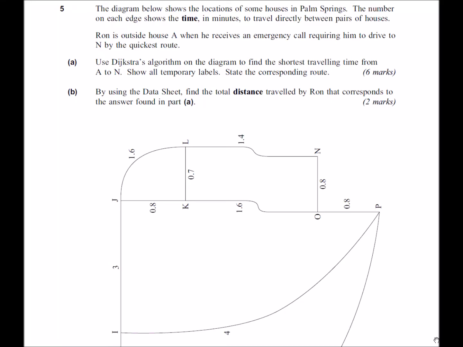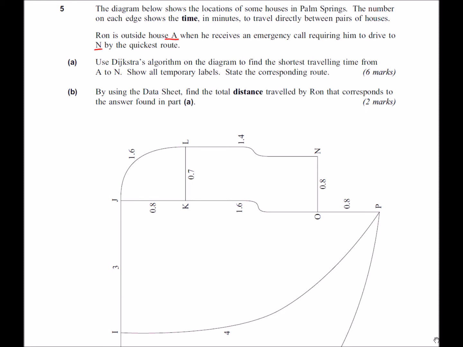Here's question 5 on the AQA Use Maths decision paper. It's the non-pilot paper from June 13. It says the diagram shows the location of some houses in Palm Springs. The number on each edge shows the time in minutes to travel directly between pairs of houses, and we're told that Ron is outside house A when he receives an emergency call requiring him to drive to N by the quickest route. So we're starting at A and we're finishing at N.